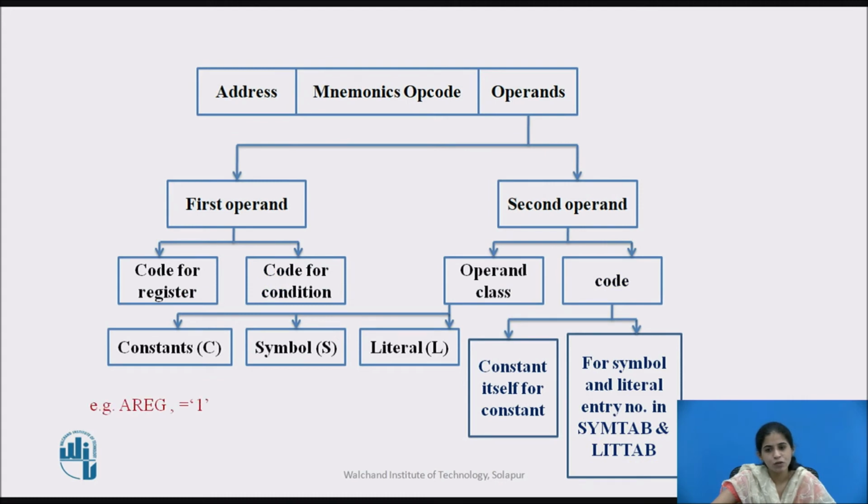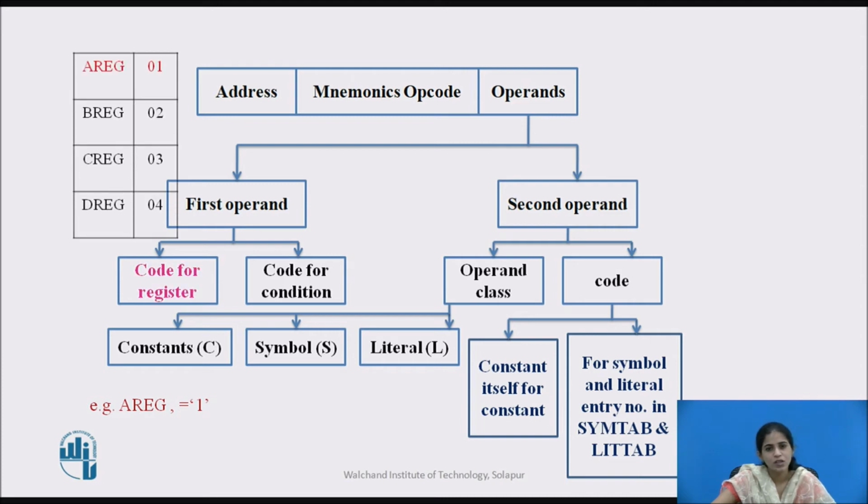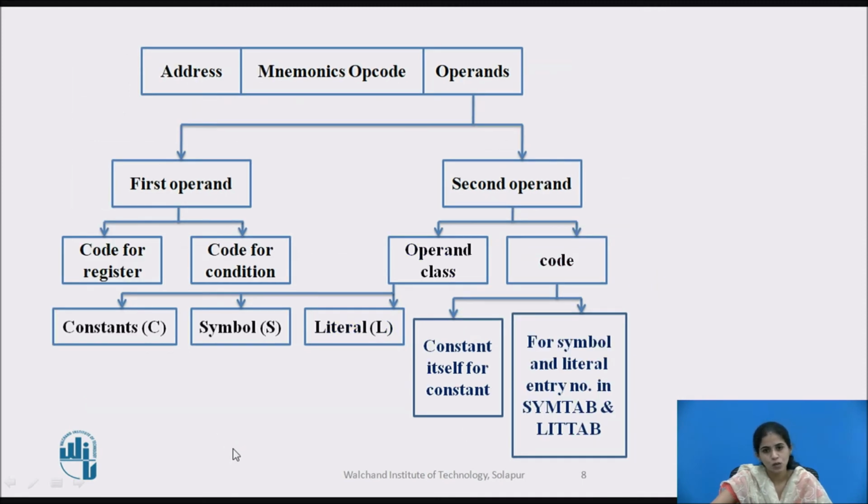Now similarly we see one more example, A register comma equal to 1. So the first operand is what? It is a register. So for the register the code is 1. Now for the second operand we have to check the operand class. So 1 is nothing but a literal. So here we have to specify capital L, and for the literal we have to specify the literal entry number of that literal in the literal table. So assume that literal 1 is entered in the literal table at the first position. So this is the code, L comma 01. In this way we generate the code.